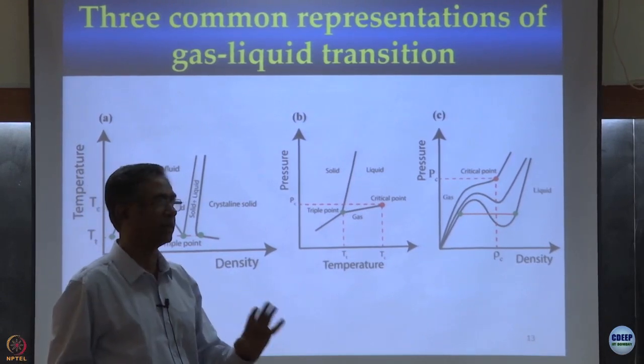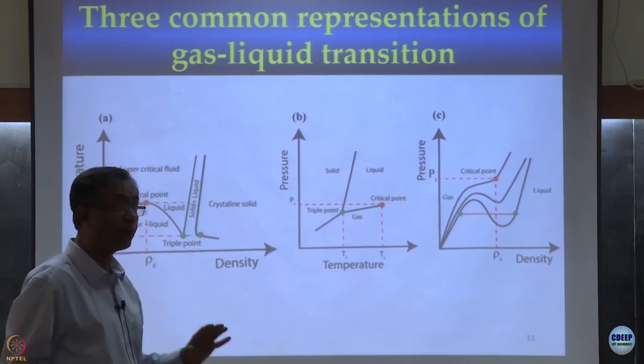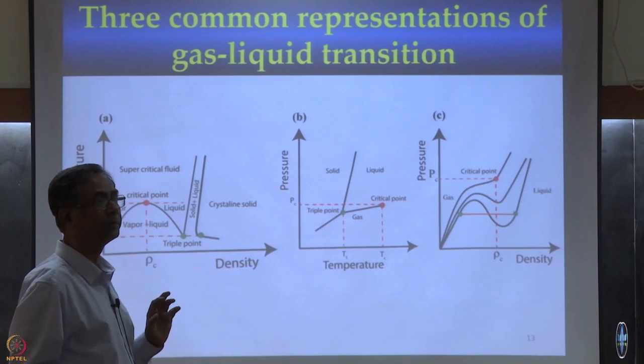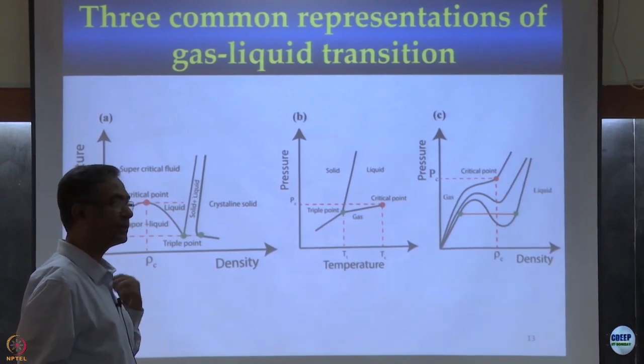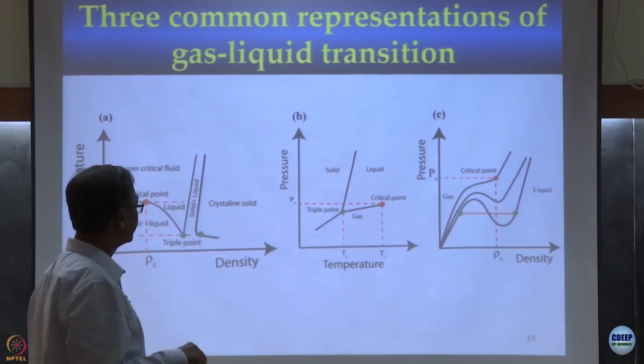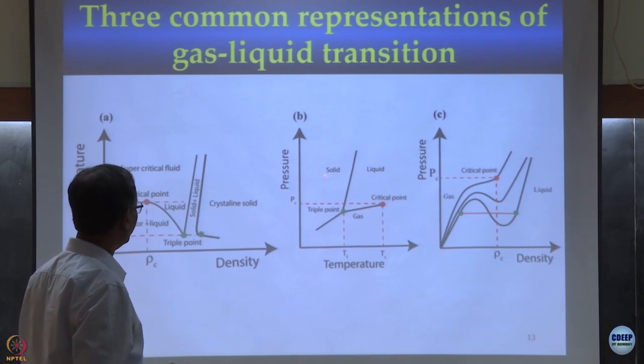I have done statistics. 80% of the students who are coming to do a PhD cannot put the pressure versus temperature plane. You can ask this question here, it is very interesting. They will put solid here, liquid here, and so it is a kind of a Rubik's cube. We make them do it.